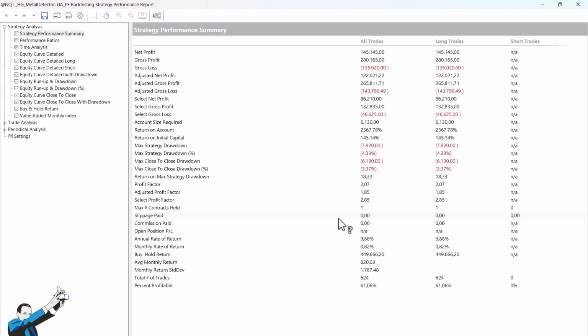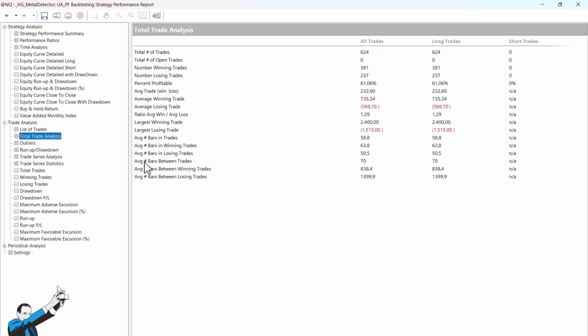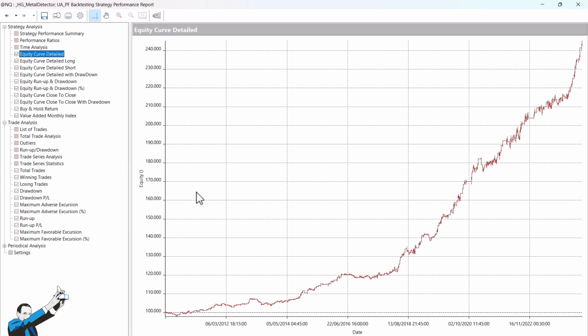This system has generated around $145,000 in profits since 2010, with a remarkably low maximum drawdown of just $8,000. The average trade value is over $230, which is excellent, just like the first system. Looking at the equity curve, you can see that performance over the last year has been truly impressive. And overall, the strategy maintains a very steady equity line.